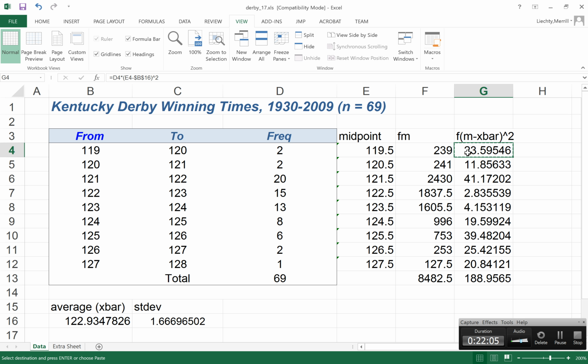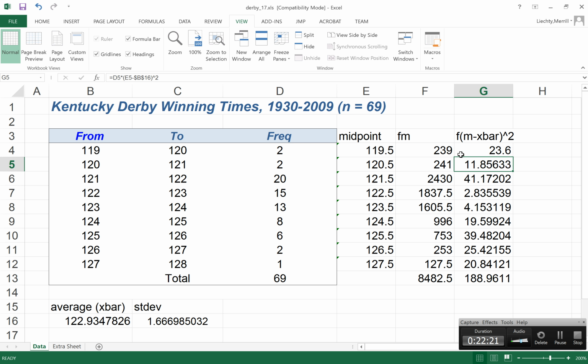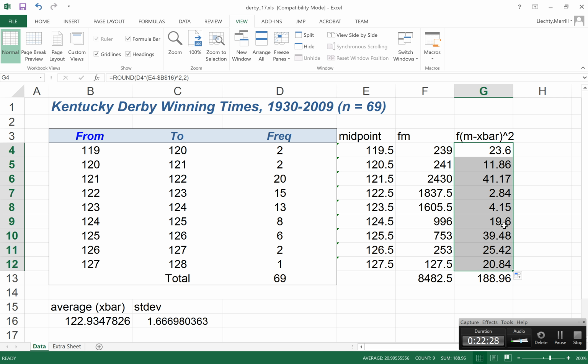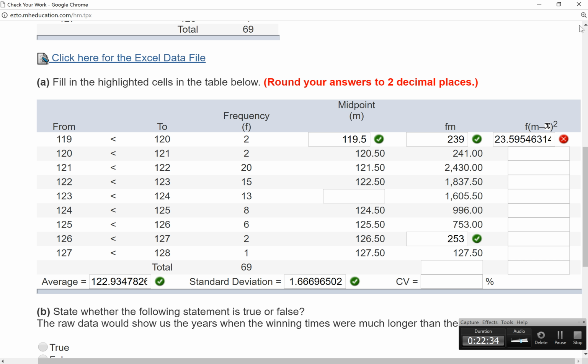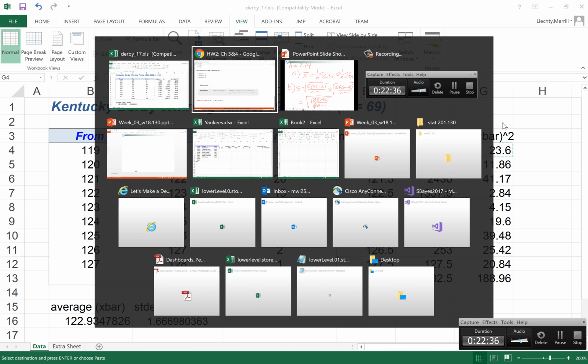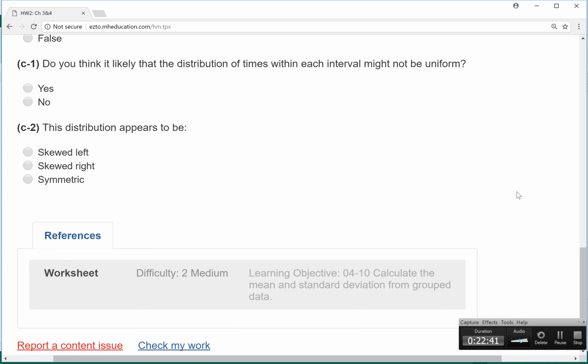If I come over here and say I'm going to change this equation, I'm just going to put round, the function round, whatever I'm rounding, comma, how many decimal places I want, 2, and then close that off. So it takes it to 23.6, and I'm just going to copy that all the way down. So now if I copy that and come over here, let's redo this part. There's 23.6.